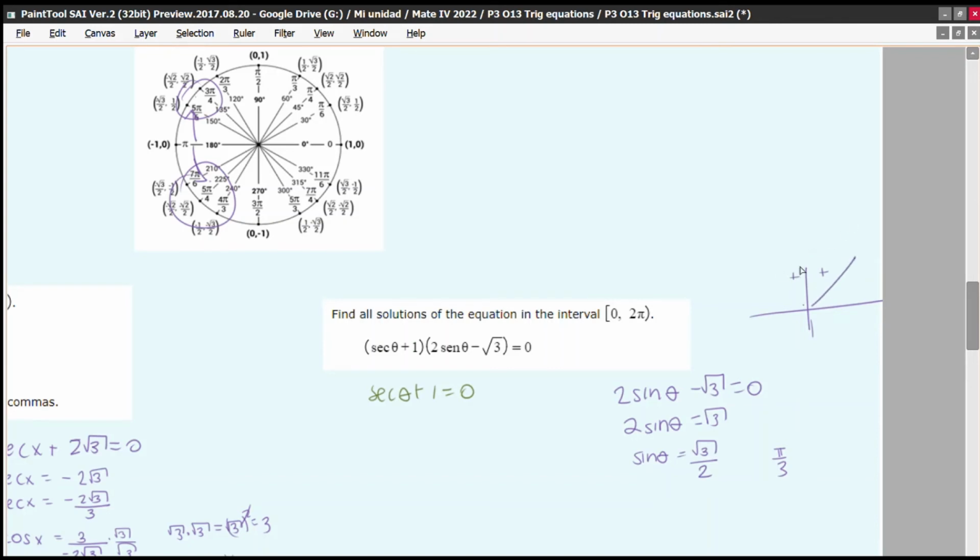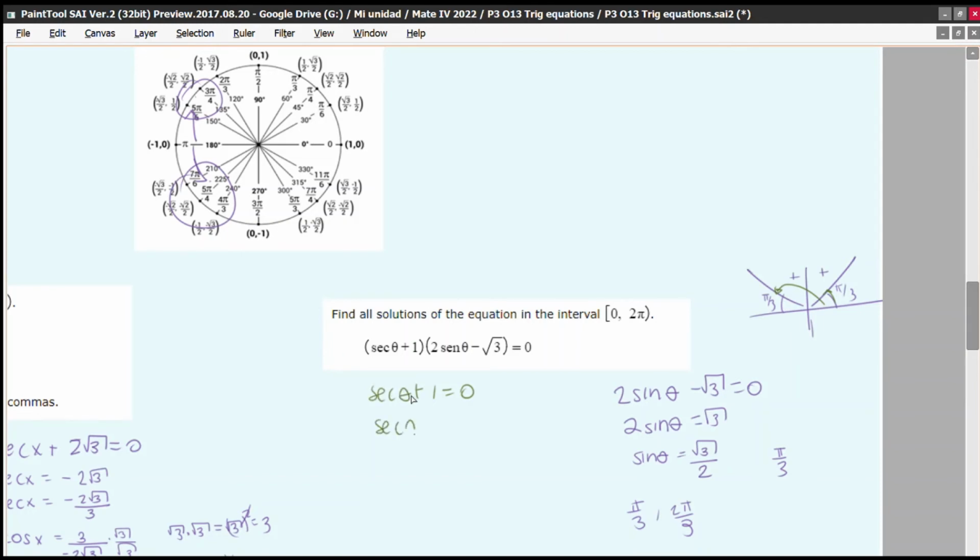So I have to take those angles that have the exact same reference angle, pi thirds, because those two angles have the same sine value, square root of 3 over 2. So the possible solutions are pi thirds, the reference angle, and half a spin minus pi thirds, which is 2 pi thirds. So this is the solution for this side. Now, let's go to this side.